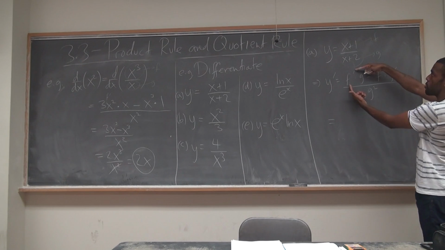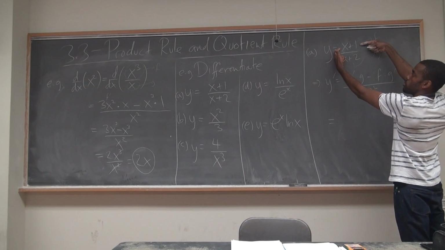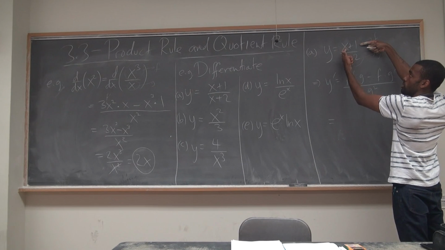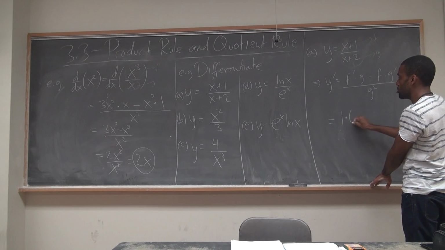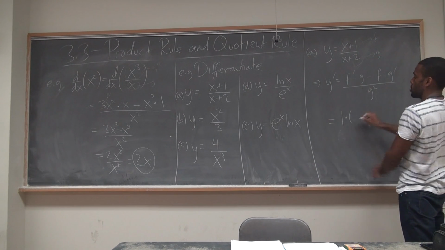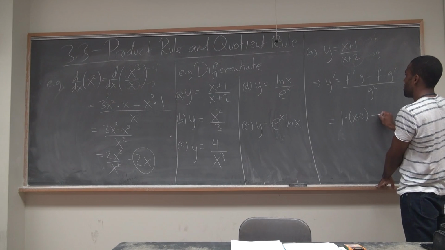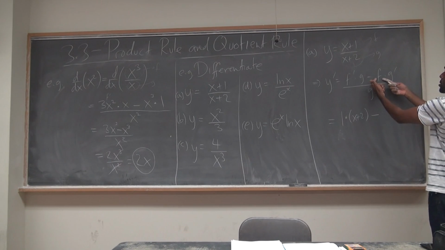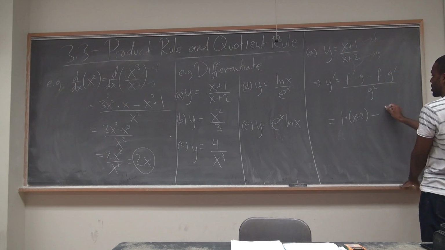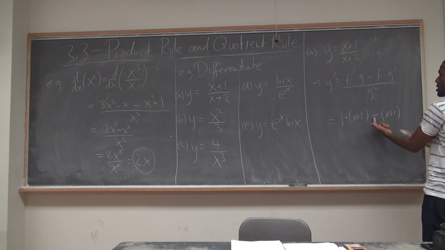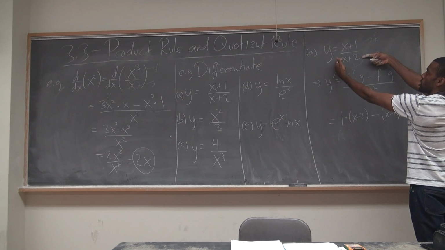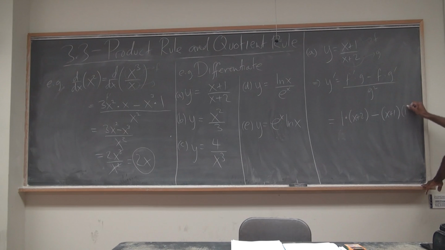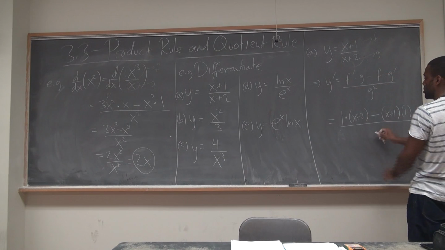So first you want to put the F prime. Now this is your F. What's F prime? 1. The derivative of x is 1, the derivative of 1 is 0. So F prime is 1. So it's 1 times G, x plus 2, minus F. F is the top one, so I'm going to write that down in parentheses, because I'm after a negative sign, times G prime. The derivative of x is 1, the derivative of 2 is 0, so that's just 1. All over G squared.